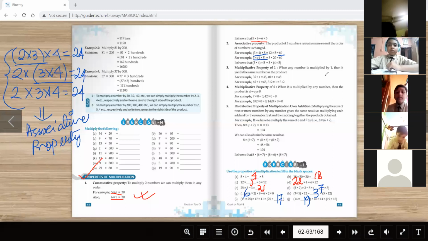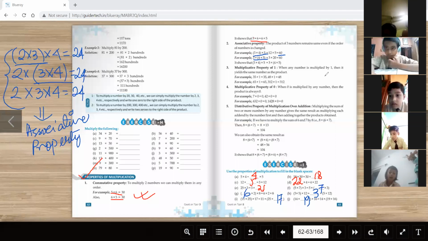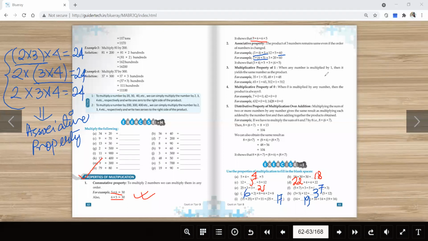Yes, Sifa? Ma'am, I have completed the first number. Okay. Okay, so up to this, I hope that everyone has completed. I will remove it. Okay, 2 more minutes I'm giving. Please just complete it very fast.